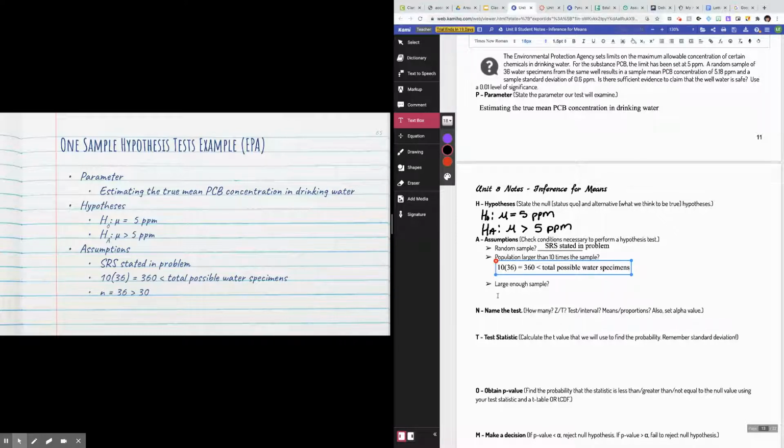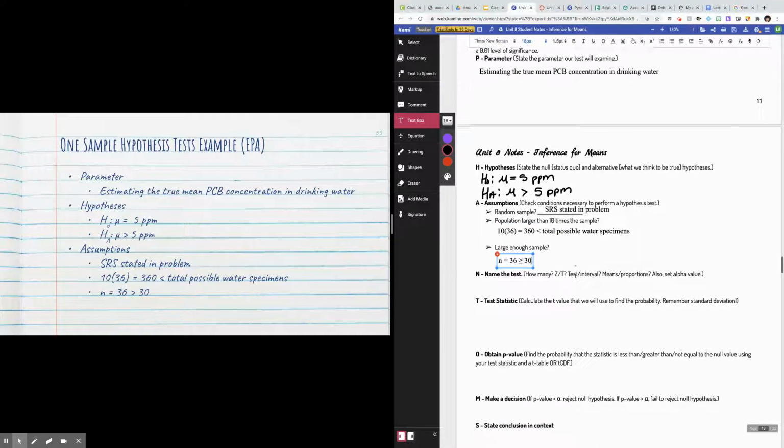And then the last thing I have to check is the large enough sample. Remember, for large enough sample, we either need the population to be normal, which we don't know, they don't tell us here, or my sample size has to be greater than or equal to 30. And it is in this case. My sample size is 36, which is obviously greater than or equal to 30. So I'm all set there.